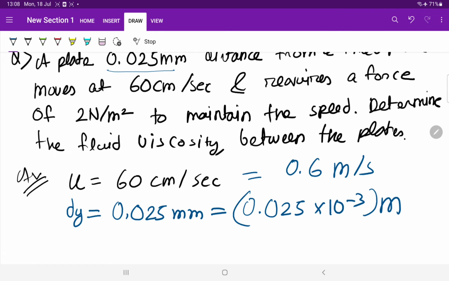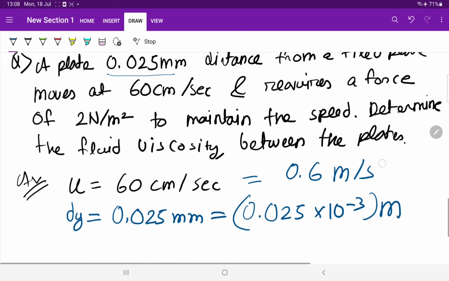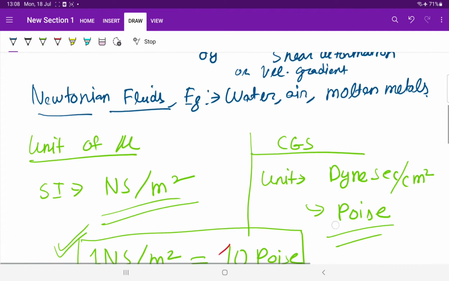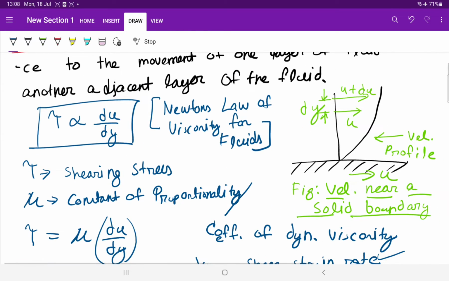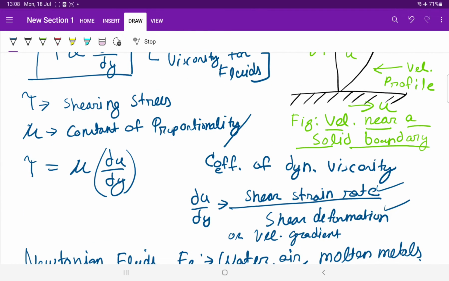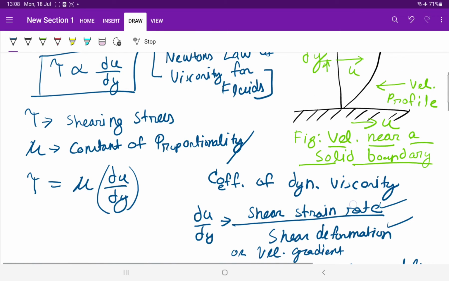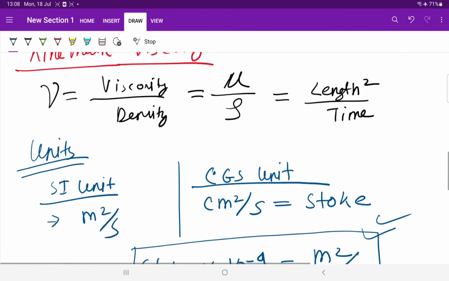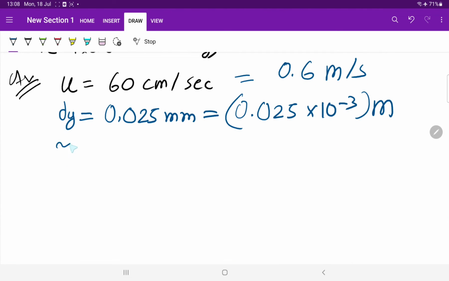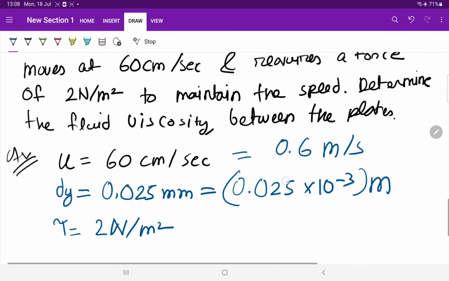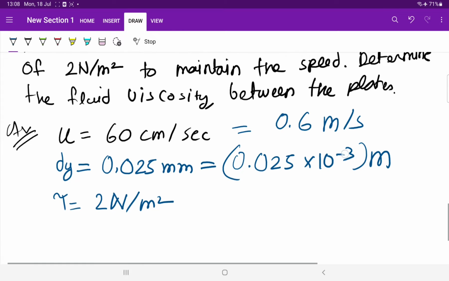Everything is converted into SI. And the next thing which is required is the force, and as you know from Newton's law of viscosity for fluids, tau equals mu into du by dy. Now tau is the shearing stress. As you can see from the unit also, it is written force, but it is actually stress here, 2 Newton per meter square. So tau equals 2 Newton per meter square. That is given in SI, so no need to change this. So we know tau, we know dy, we know U.